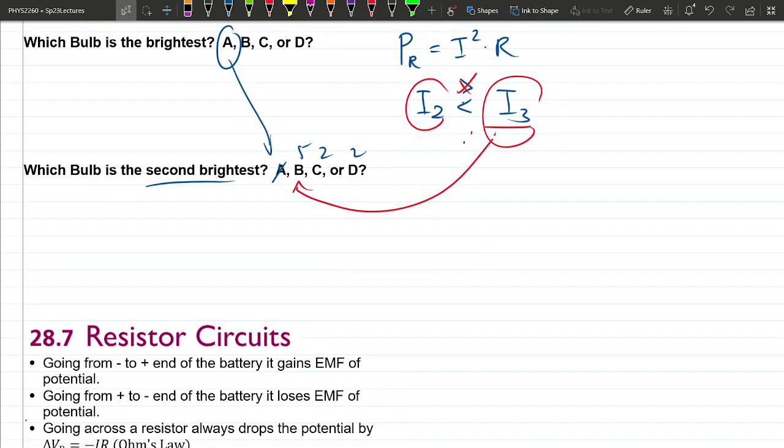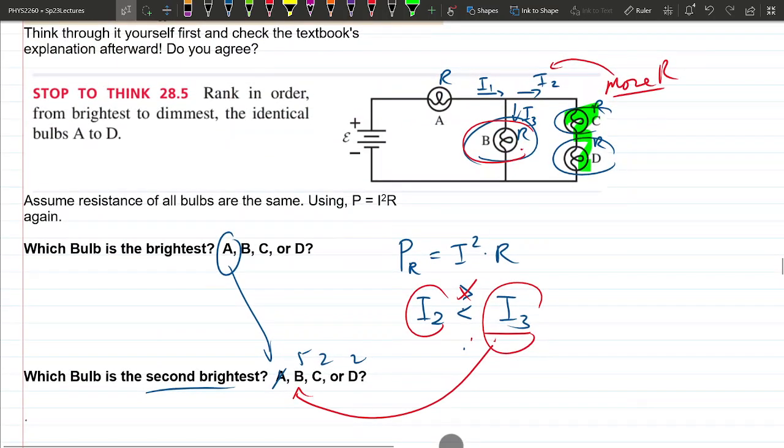For that one, the dimmest bulb would be D then? I think both C and D are the same dimness. That's why I didn't ask that question, because they both have the same current. If you have the same current and the same resistance, the power dissipated should be the same.